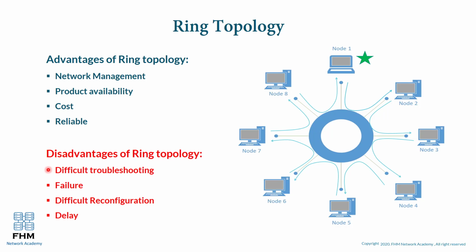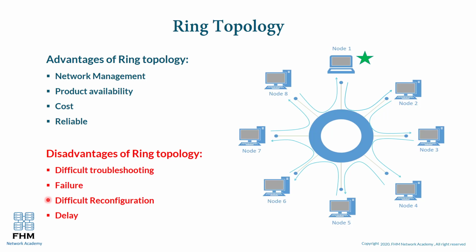First of all, it is difficult to troubleshoot. I mean, it requires specialized test equipment to determine the cable faults, like bus. If any fault occurs in the cable, then it would disrupt the communication for all the nodes, because the signal could not circulate over the ring network. Difficult reconfiguration is another drawback of the ring topology. Adding a new device to the network would slow down or disconnect the network.